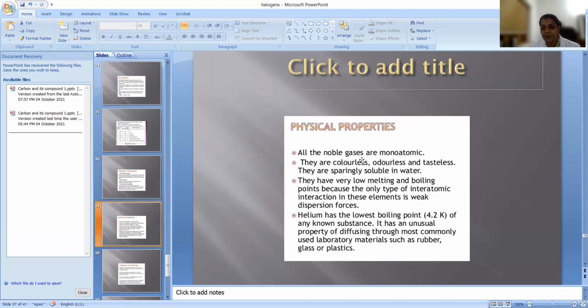Now, what are the physical properties? They are monoatomic. The atomicity is 1 because they are not going to combine. They are colorless, odorless, tasteless, and they are sparingly soluble in water. Helium is very light also. They have very low melting and boiling points because the only type of intermolecular attraction is the dispersion force. And helium has the lowest boiling point of any known substance. It has an unusual property of diffusing through most commonly used laboratory materials such as rubber, glass, or plastic. Okay.